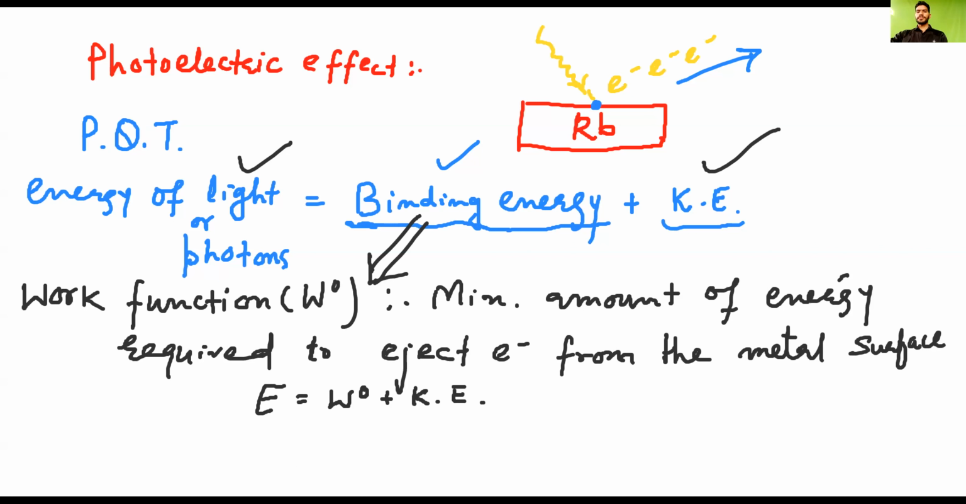Have you written this down? This E is the energy of photon. So the energy of photon is equal to work function plus kinetic energy. Now let's see it in detail. Instead of E equal to W naught plus kinetic energy, we know that according to Planck's quantum theory, energy is equal to h nu, isn't it? E is equal to h nu. Then the work function is equal to h nu naught.